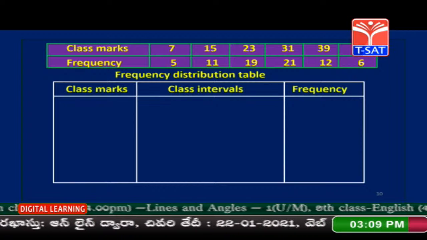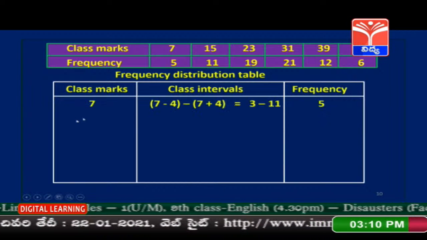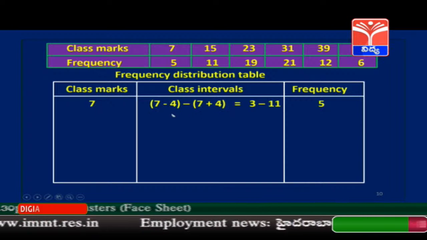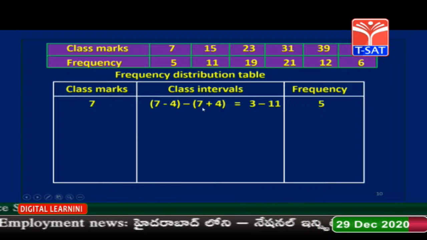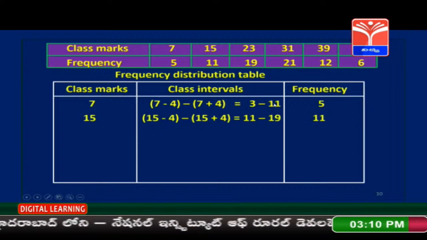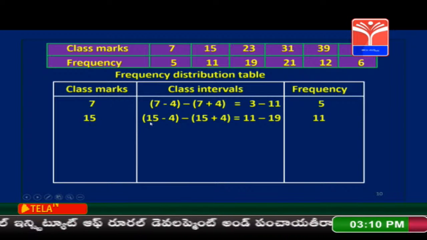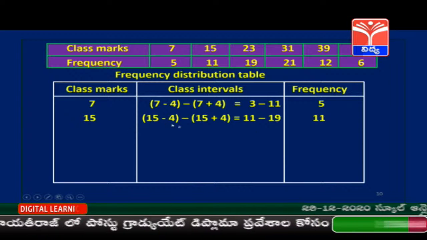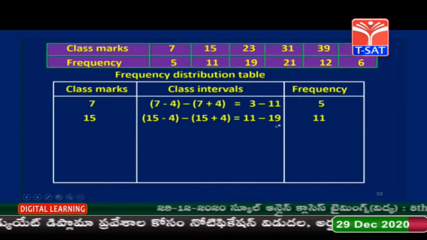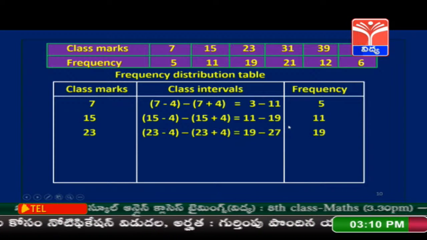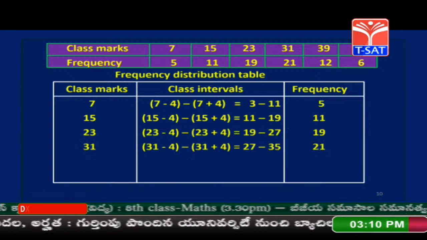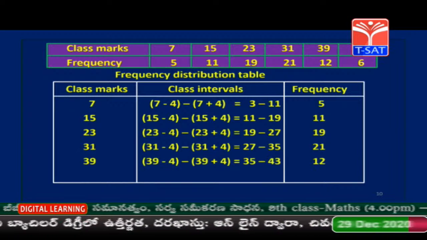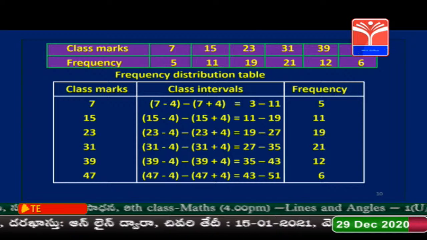Now class marks, class intervals, frequency. First class mark is 7. So what do I have to do? 7 minus 4, 7 plus 4. What is 7 minus 4? Yes, it is 3. 7 plus 4, 11. Next 15 is the class mark. So what do you have to do? 15 minus 4, 15 plus 4. So I can say 15 minus 4 is 11, 15 plus 4 is 19, 11 to 19. Like this we will get the third class as 19 to 27, fourth class as 27 to 35, fifth class as 35 to 43 and sixth class as 43 to 51.